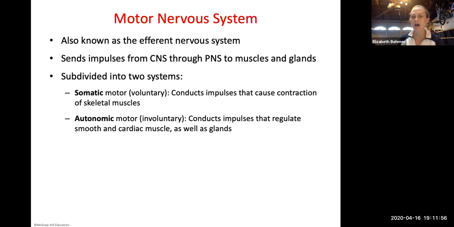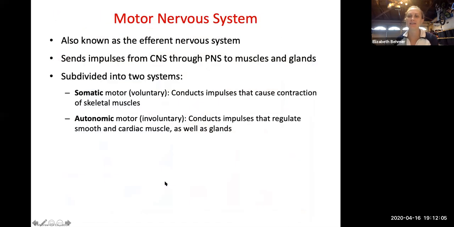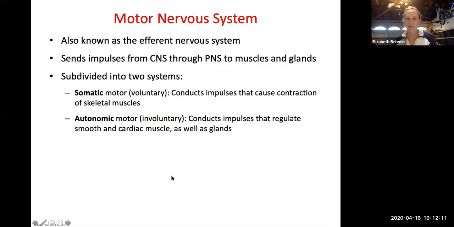And then your autonomic motor, these are things that happen automatically or involuntarily. It conducts impulses that stimulate smooth and cardiac muscle as well as glands. So that's our autonomic motor nervous system.